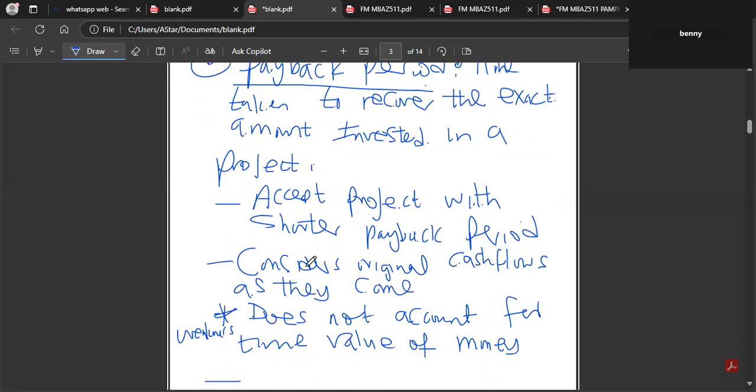Then of course it considers cash flows as they come. How are you? Nakuona kwamba chizungusha. Okay.